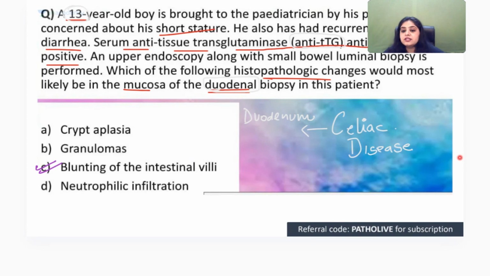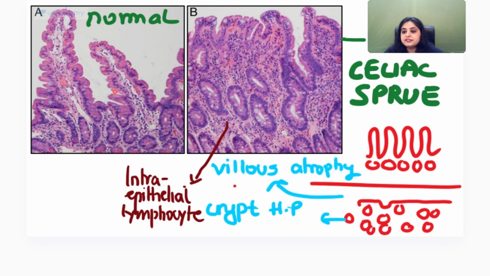Okay, so let's continue. What are the histopath findings that we see in a case of celiac disease? First and foremost, this is a normal intestine. What are these finger-like projections? These are known as villi.